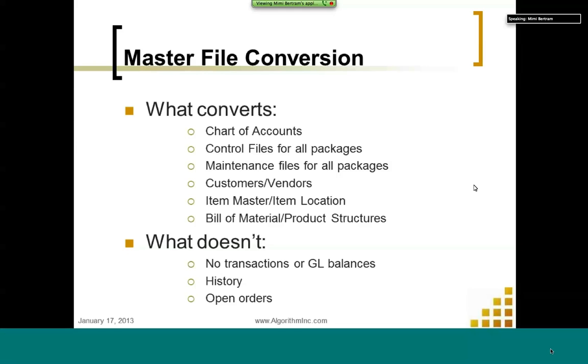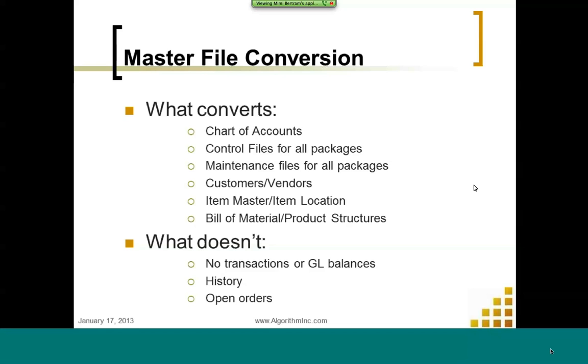So here, master file conversion. Again, remember, these are the big files coming over. So what you see that will convert are your chart of accounts, all of your setup files for all the modules that you have installed, and the maintenance files for all packages. That just means, if you bring over your items, it's also going to bring over item locations and locations. So it just doesn't spell out each of those supporting master files. Customers, vendors, item master, item location, your bill of material, and your product structures. That's what converts.